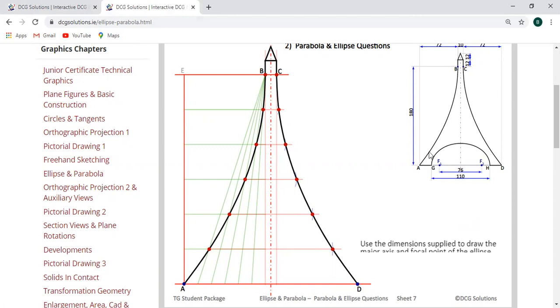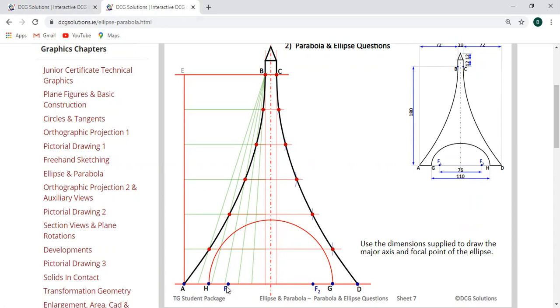Okay, so the first thing that you're going to do is from the center, you're going to come out half the distance of the major axis to the left and right. Okay, so that's 55 left, 55 right. Okay, and then the focal points are going to be half of 76 to the left and 76 to the right. So that's 34 or 35 plus 3, so 38 millimeters. Okay, so we can draw our major axis circle.